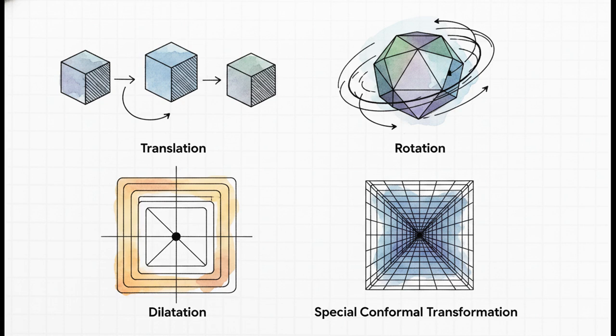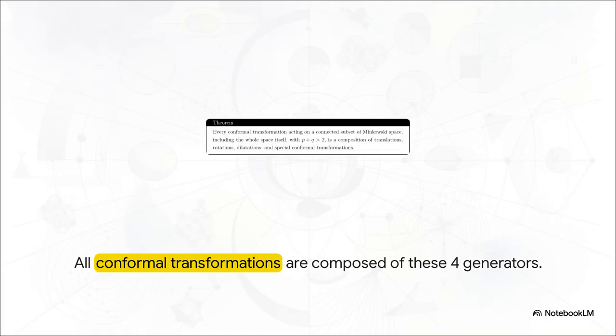But the fourth one, that's a bit more exotic. It's called the special conformal transformation, and it's essentially an inversion followed by a translation followed by another inversion. And there's a formal theorem that beautifully grounds our physical intuition here in rigorous math. It states that absolutely every conformal transformation acting on a connected subset of Minkowski space with more than two dimensions is simply a composition of these four generators. That's literally it. Translation, rotation, dilatation, and special conformal transformations. They are the fundamental base-level building blocks of this entire symmetry.